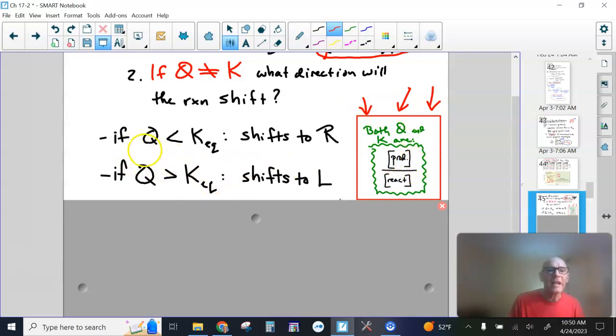First of all, if Q is less than K, that means the products are too small, right? And you've got to make more product. So it's going to shift right. And then vice versa. If Q is bigger than K, that means you've got too much product. So it's going to shift left and create more reactant.